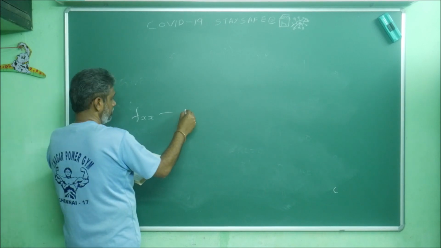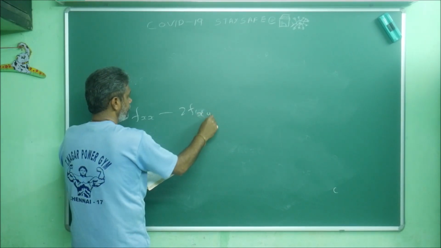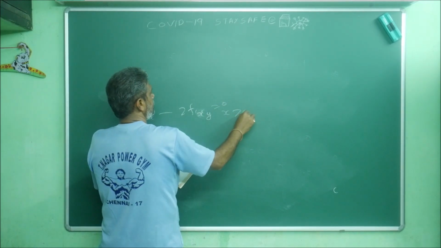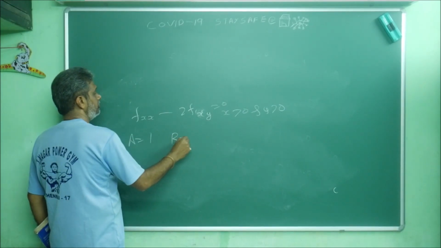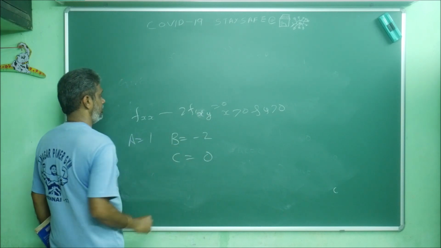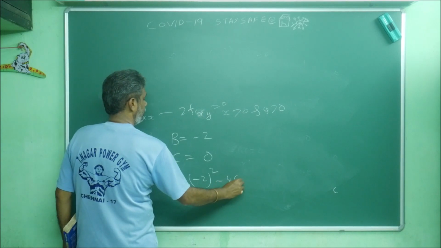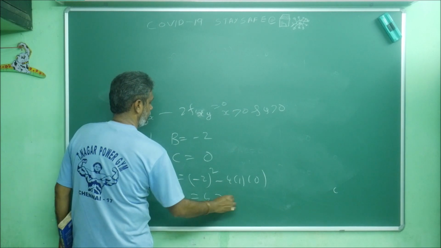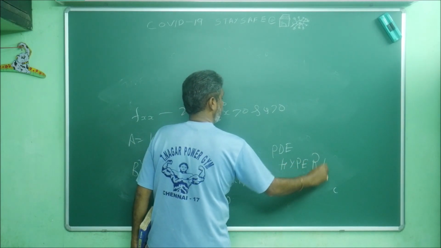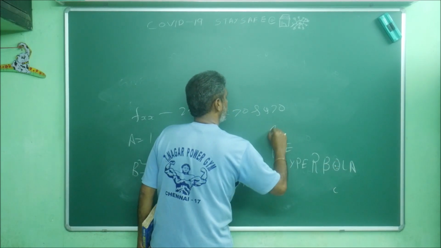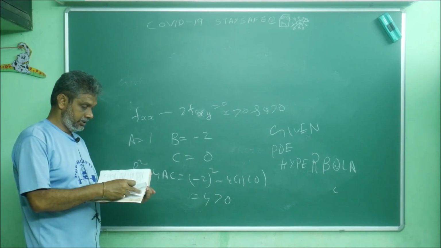Fxx minus 2fxy is equal to 0, where x greater than 0, y greater than 0. Similarly, what is given? A is a constant, not a variable. So a is equal to 1, b is equal to minus 2, c is equal to 0. There is no yy term coefficient. Now b square minus 4ac is minus 2 whole square minus 4 into 1 into 0. So this is equal to 4, which is greater than 0. Greater than 0 means hyperbolic. The given PDE is hyperbolic. Any doubt? We do one problem. These all are easy problems, you don't worry.